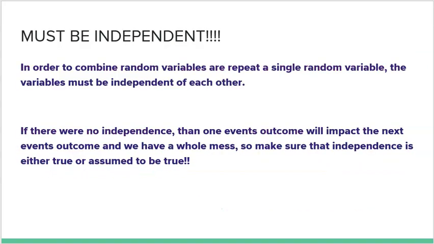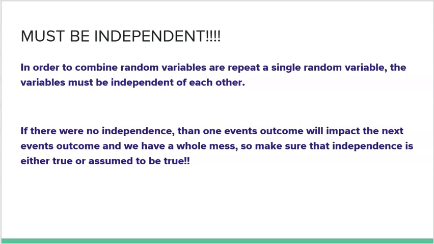All right. First and foremost, this is so important. In order to combine random variables in either way, repeating or combining two random variables together, they have to be independent of each other. The random variables themselves, or maybe 2 or 3 different random variables, they have to be independent of each other. This should make complete sense, because if there was no independence, if one event's outcome did impact the next event's outcome, then we would have a whole mess, because the probabilities would not stay the same. Each outcome's probability would change, and then all of a sudden combining is very difficult.